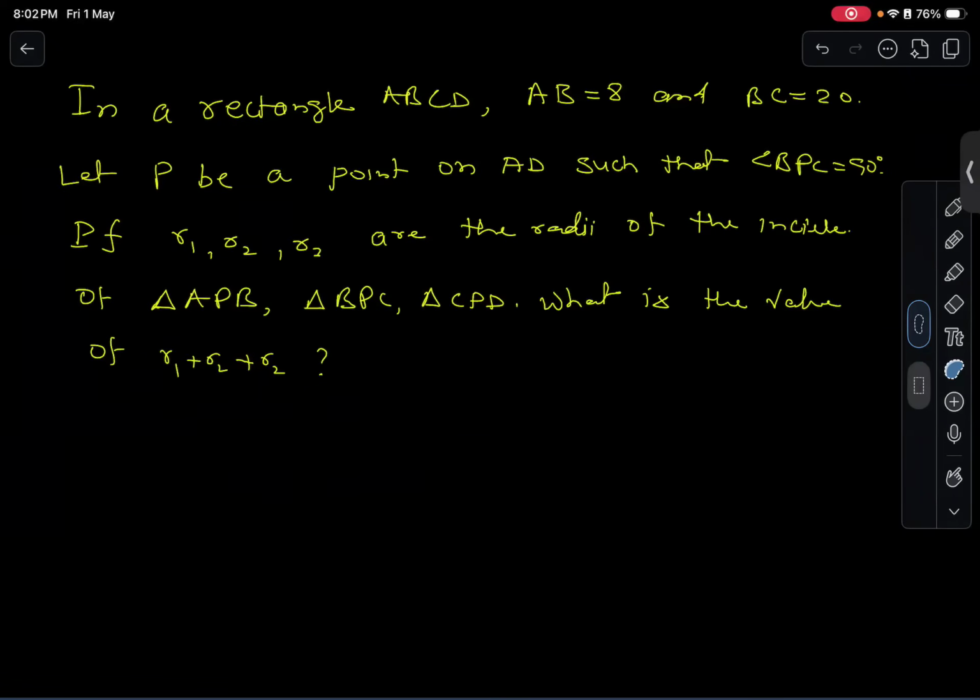In a rectangle ABCD, AB is 8 and BC is 20. Let P be the point on AD such that angle BPC is equal to 90 degrees. If R1, R2, R3 are the radii of the incircles of triangle APB, triangle BPC, triangle CPD, find the value of R1 plus R2 plus R3.